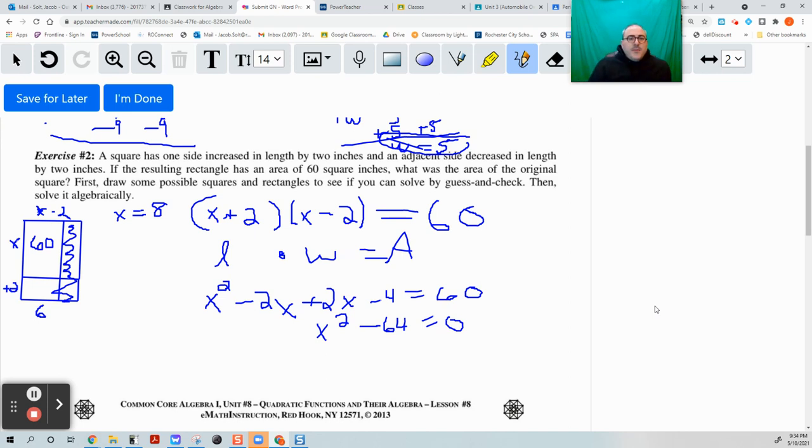Can you solve that? Pause me and try to solve that right now. All right, great. You know that you learn more when you try these on your own. You learn a little bit by watching. You learn a lot more by doing.